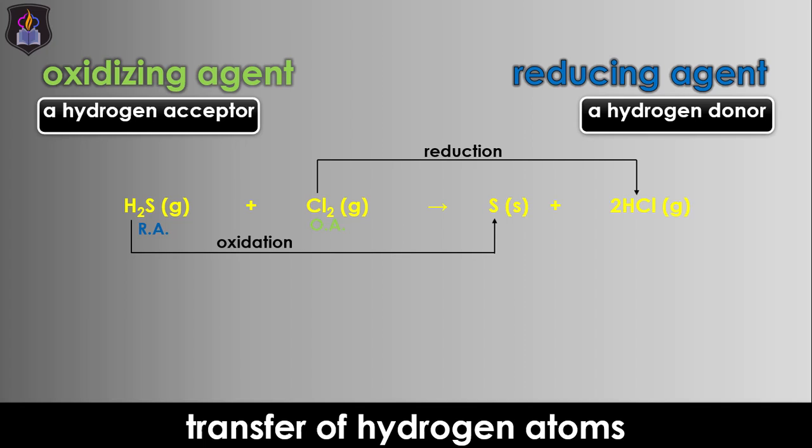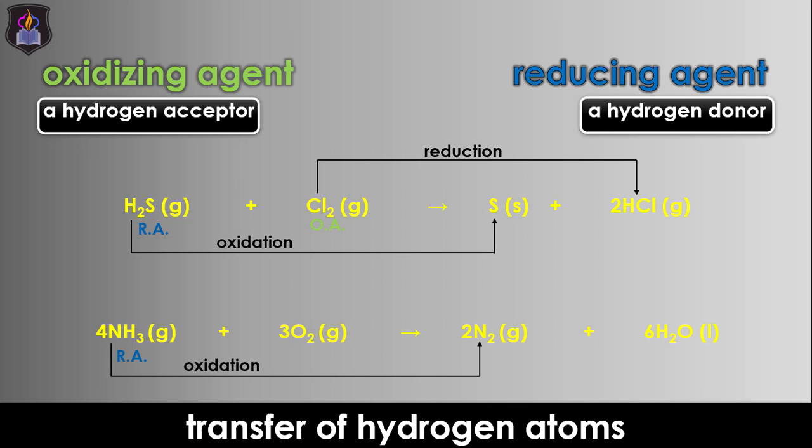In the reaction between ammonia and oxygen, the ammonia gas is a reducing agent as it reduces oxygen to water by donating hydrogen atoms to it and becoming oxidized to nitrogen gas. And oxygen gas is the oxidizing agent because it accepts the hydrogen atoms from ammonia.